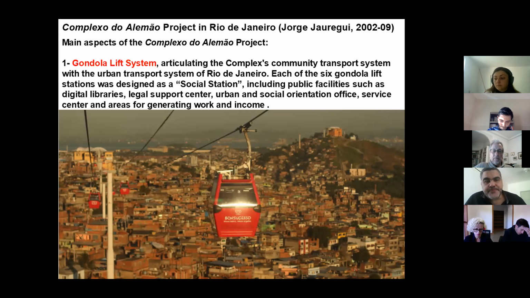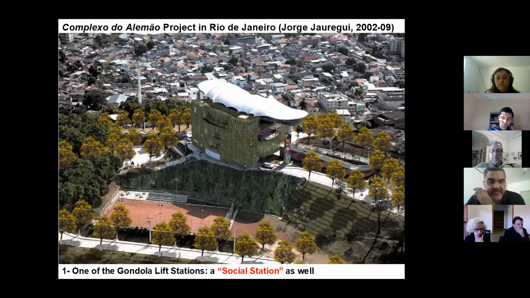of Rio de Janeiro. Each of the 6 gondola lift stations was designed as well as a social station, including public facilities such as digital libraries, legal support center, urban and social orientation office, service center, and areas for generating work and income. So I'm going to show pictures of two of those gondola lift stations that are also social stations. This is one of them. And I've raised the other one because of the time.